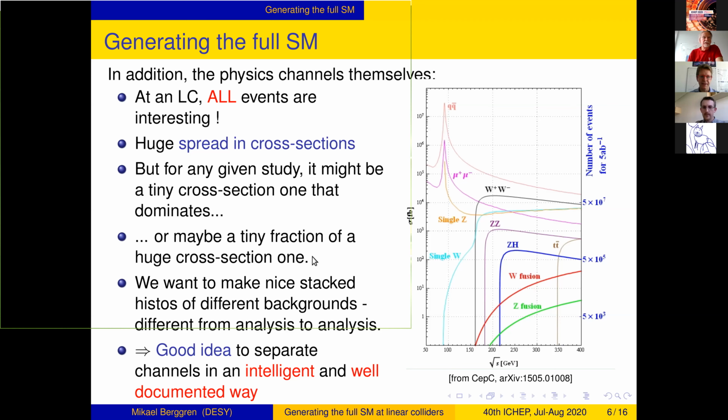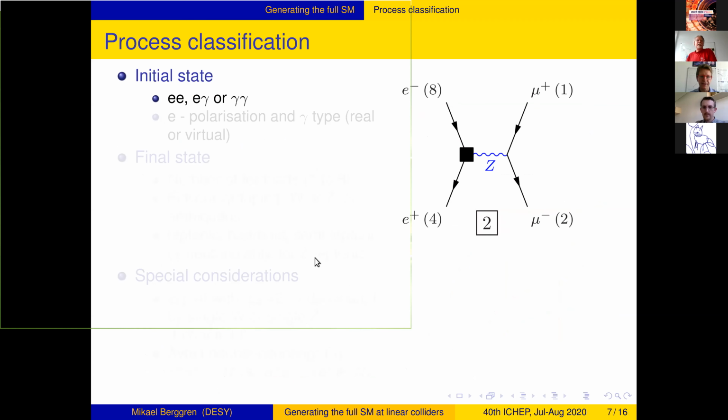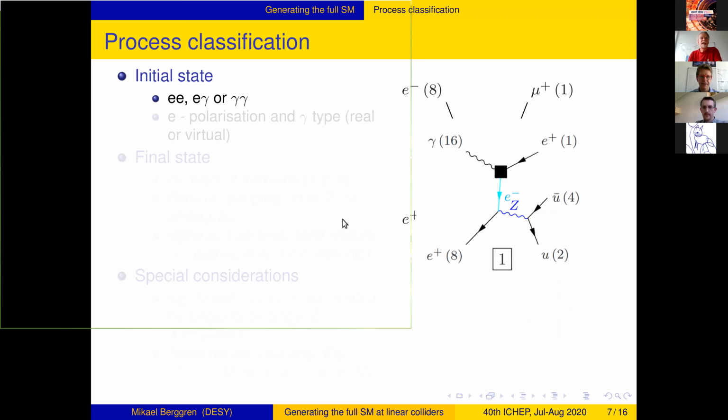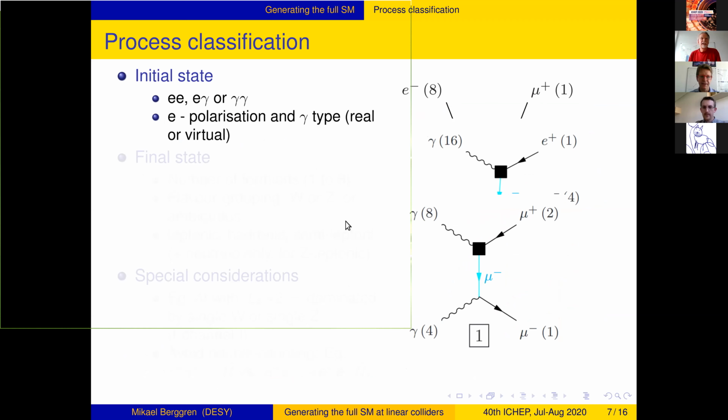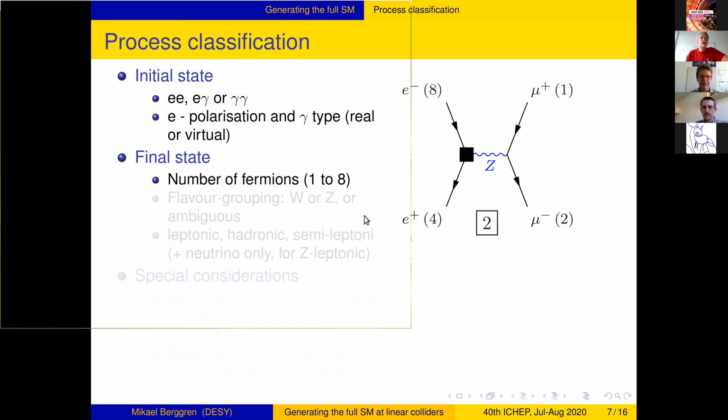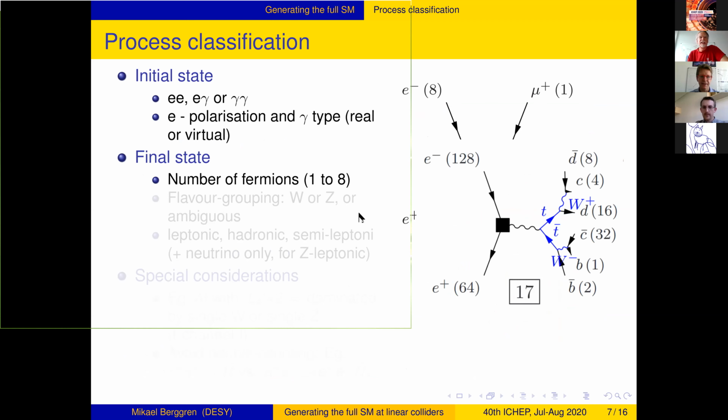So how do we do this classification? Well, the first step is the initial state. So this can be e+e−, it can be e+γ, it can be e−γ, or it can be γγ. And in addition, for the initial state, we need to know polarization and what type of gammas we have. Are they real gammas or virtual? Then we go on classifying by the final state, by the number of final fermions. It can be a small number like in this diagram, or a big number like in this 6-fermion case. And we want to generate everything from 1 to 8 final fermions.